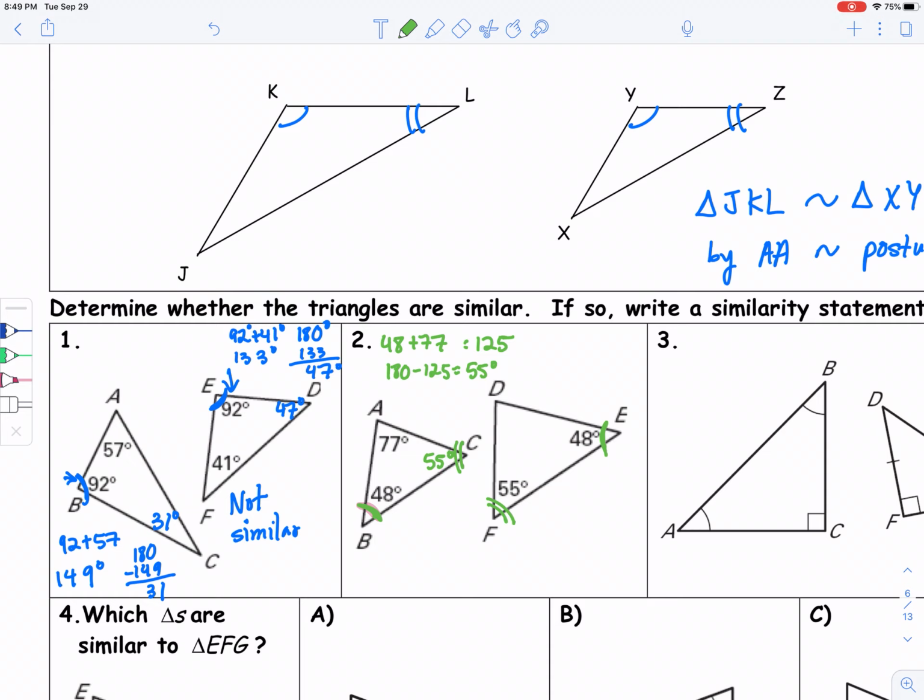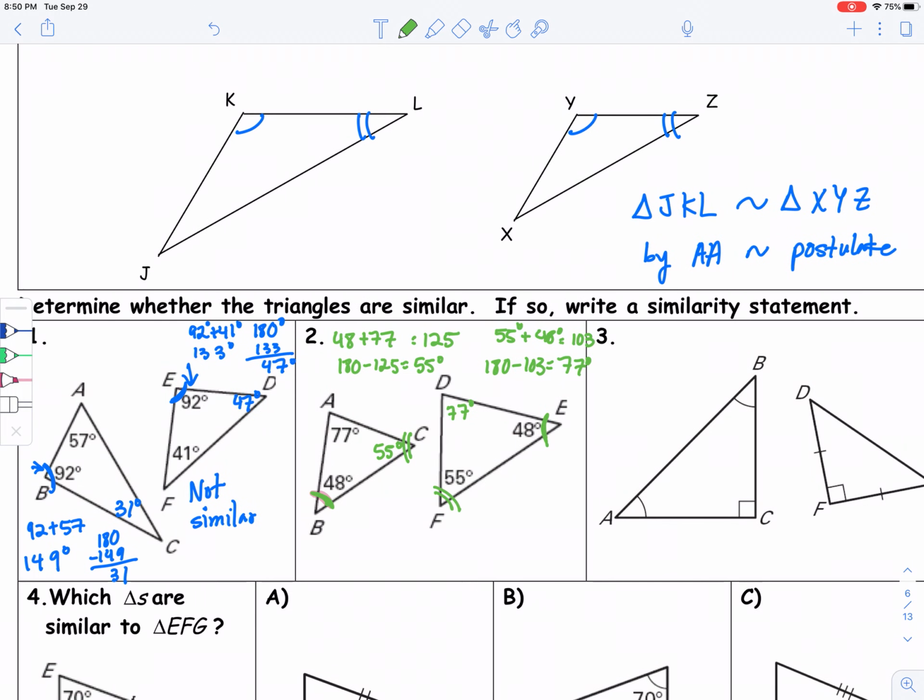So let's double check our work. 55 plus 48 degrees equals 103. 180 minus 103 gives us 77 degrees. So angle D is also 77 degrees. So this is congruent.